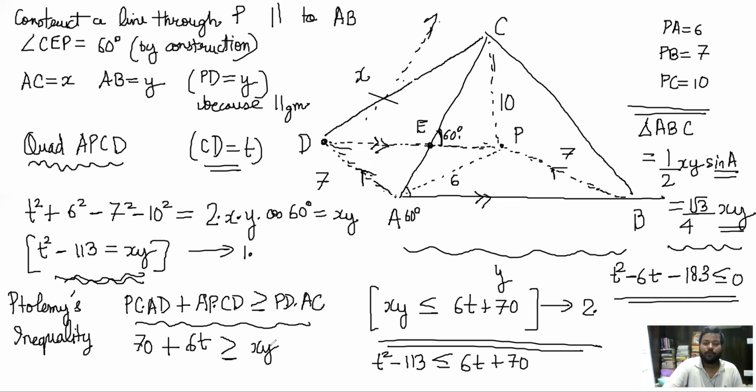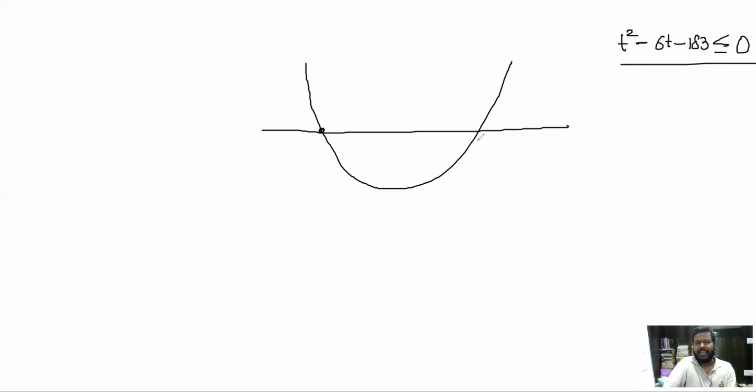This is my quadratic inequality. There are very standard ways to solve it. This quadratic will always be upward facing. t square minus 6T minus 183 less than or equal to 0. The value of t has to lie between the two roots of this quadratic polynomial. So t must lie between one root alpha and the other root beta. When you calculate the roots, you might get a negative root, but t was the length of one diagonal, right? One side of the quadrilateral APCD. So t was the length, so it has to be greater than or equal to 0.